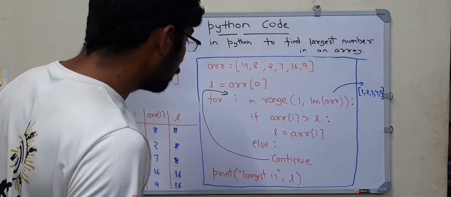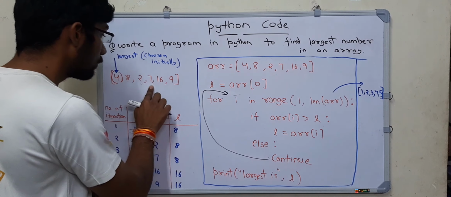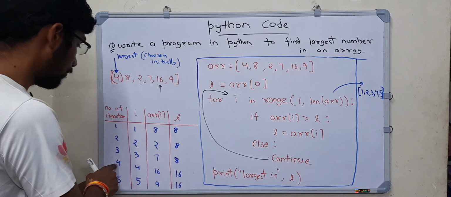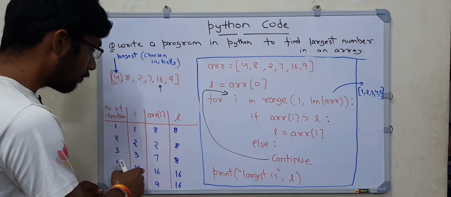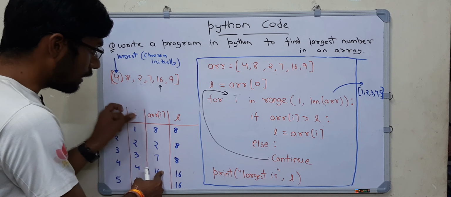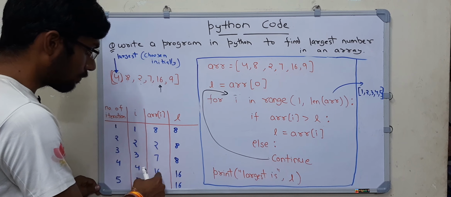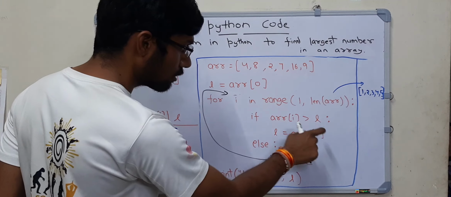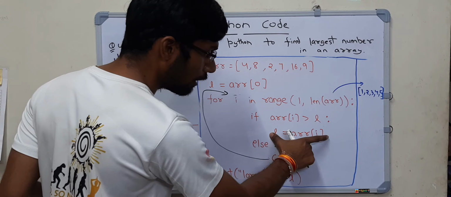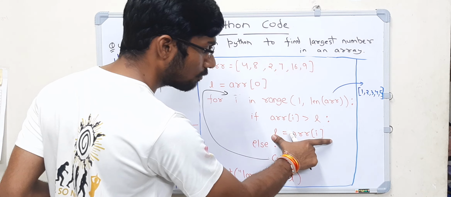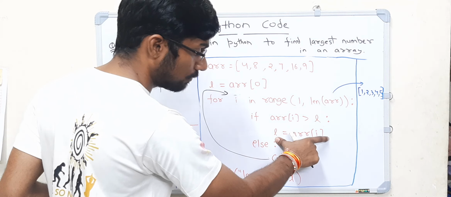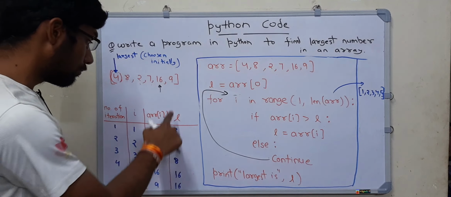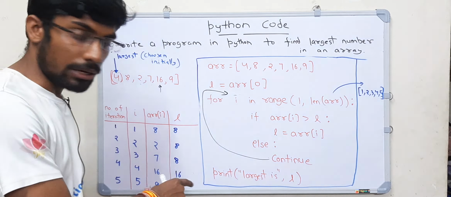So my i value will become 4. At the fourth position my element is 16. At the fourth iteration I will take value 4 and the element at the fourth index is 16. So 16 is greater than 8? Yes, this is true. So the largest value will become 16. L will equal 16. So my value of L will become 16 in the fourth iteration.